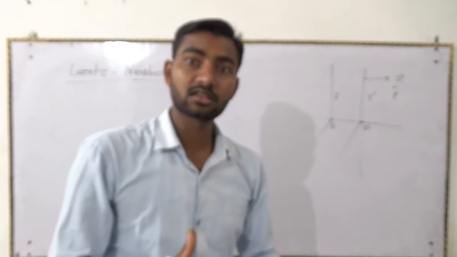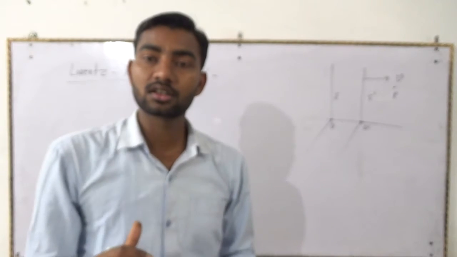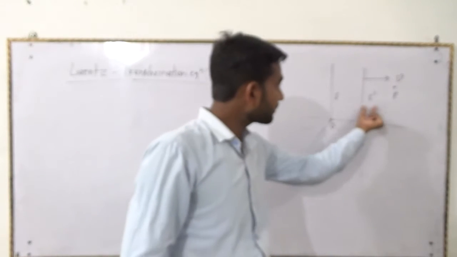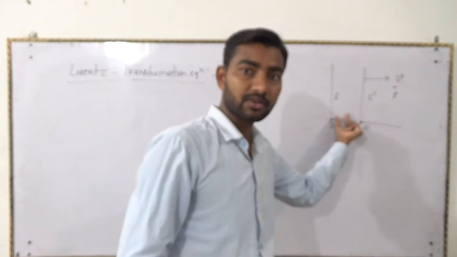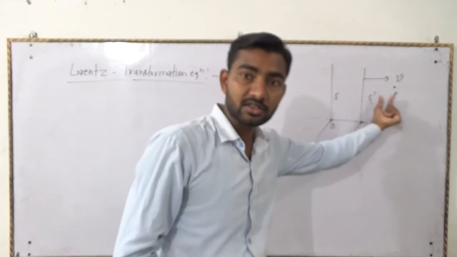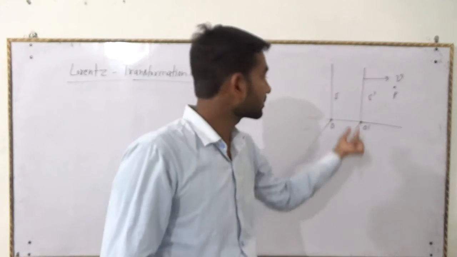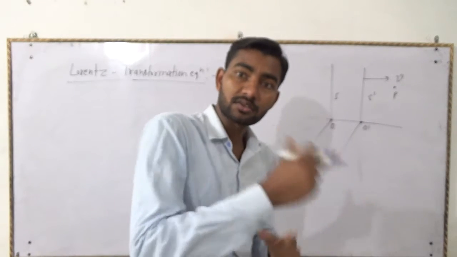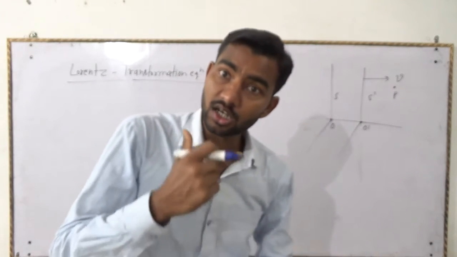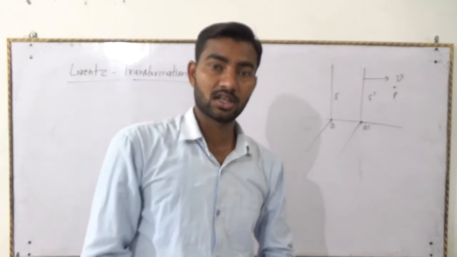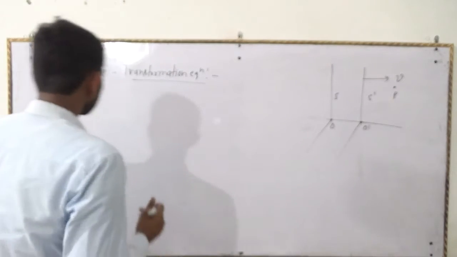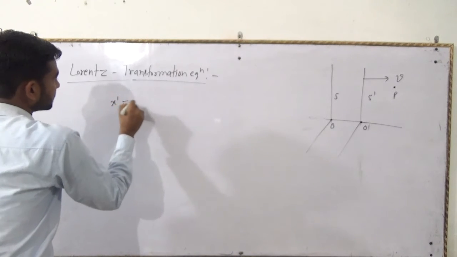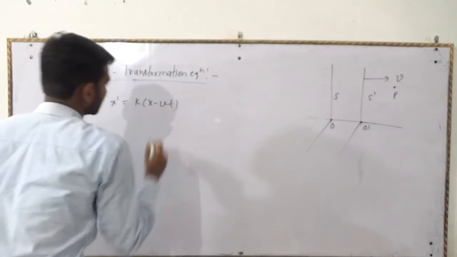And also, in other words, or the opposite of this concept, we can say that if this frame of reference is going far from this frame of reference with velocity v, then this frame of reference is also going far from this frame of reference with the same velocity but in the opposite direction. So it may be represented in a mathematical way: x dash is equal to k (x minus vt).